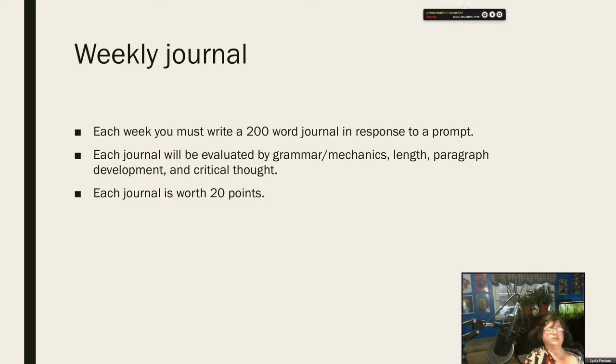Your weekly journals will be about 200 words, and they'll be in response to a prompt. I'll be asking you, for example, about how character is seen in our first collection of short stories. Each journal will be evaluated on grammar and mechanics, length, and paragraph development. They should be split into at least 2 paragraphs, and I should see some paragraph development and critical thought. Each journal is worth 20 points.